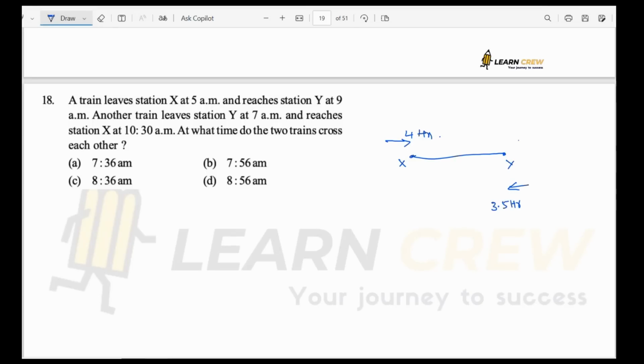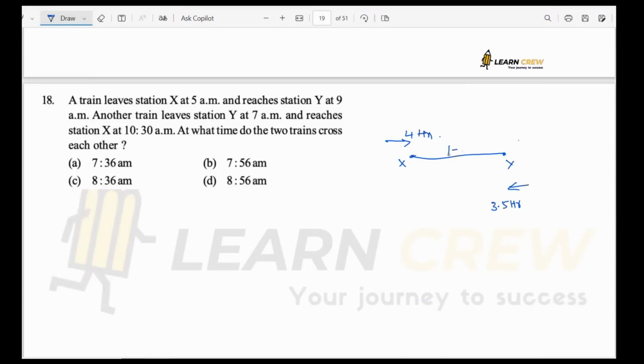That same distance I am taking as 140. Why 140? Because the distance whatever I am taking should be divisible by both 4 and 3.5. Thereby, I don't get any kind of fractions in calculation of speed.